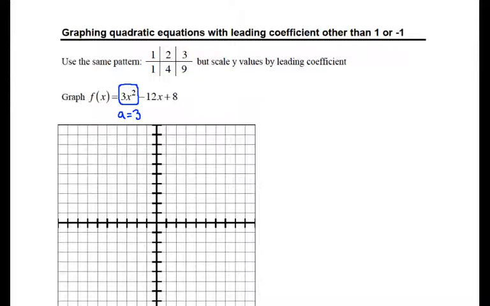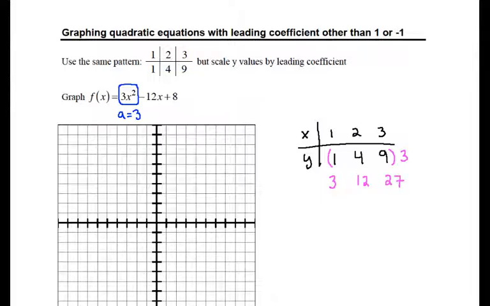Here's where the 1, 2, 3, 1, 4, 9 pattern comes into play, right? These are the values that we use in order to plot points relative to the vertex on a quadratic function with no stretching or shrinking. So this is what we would see in the case where the leading coefficient is equal to 1. If we take the leading coefficient of 3 and multiply it by all of these y values, then we'll get the pattern that applies for this particular function. So instead of 1, 4, 9, we now have 3, 12, 27.